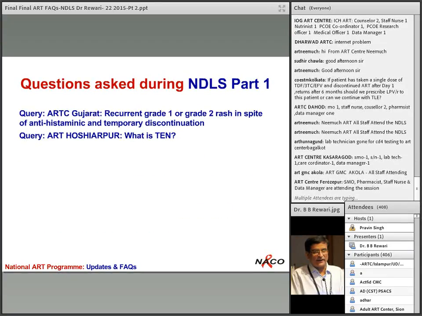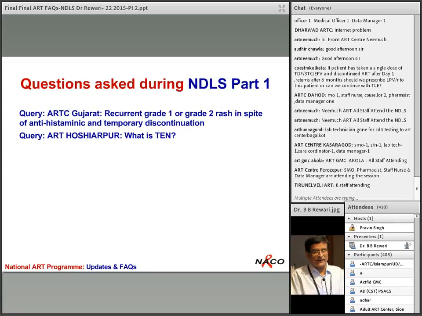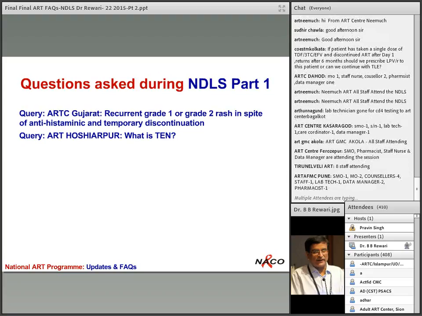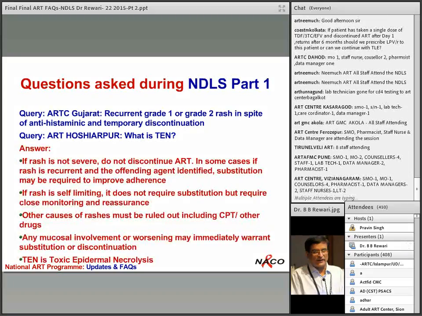Okay. Now, a different set of questions were asked. Grade 1 rash, grade 2 rash, in spite of antihistaminic, temporary discontinuation of ART, patient is not improving. So, what should be the guideline in this? The guideline for rash evaluation was sent to all ART centers, and I would just like to reiterate it.